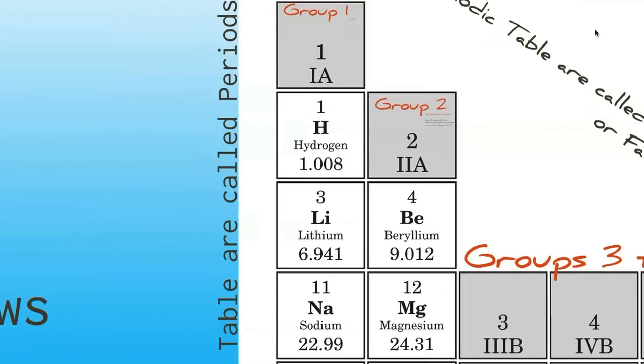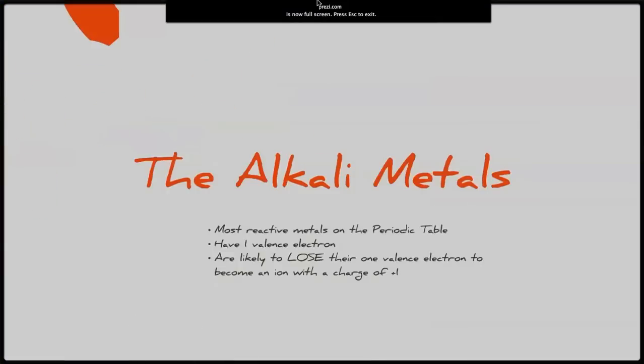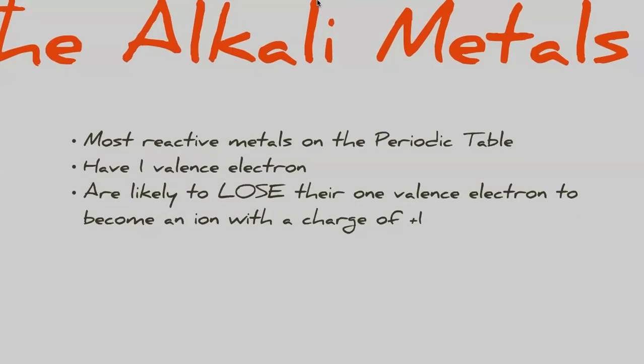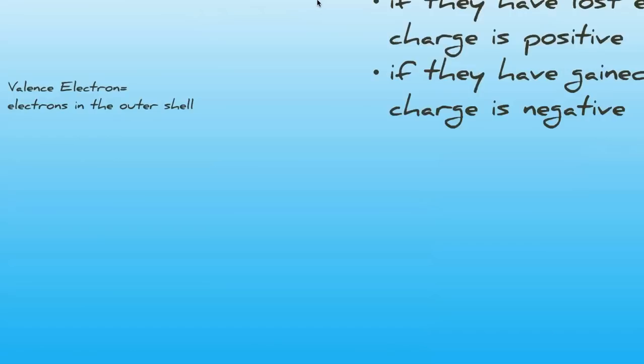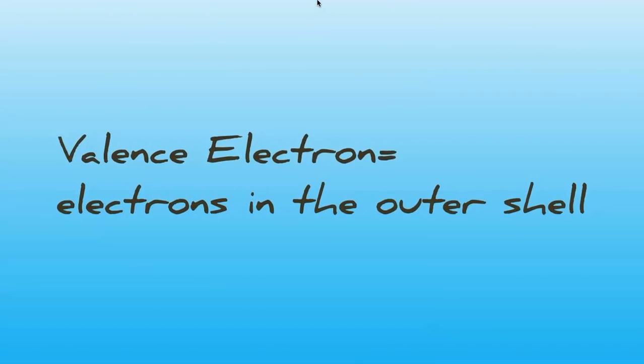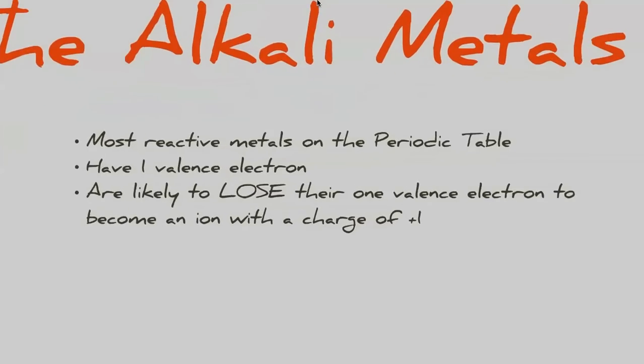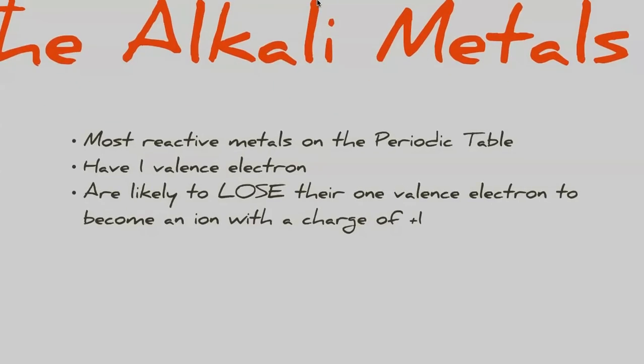Okay. So, group 1, all the way on the left, this first column right here. The alkali metals. They're the most reactive metals on the periodic table. They have 1 valence electron. Valence electrons are the electrons in the outermost shell, or energy level. They're the furthest from the nucleus. So they only have 1 that's really, really far away.